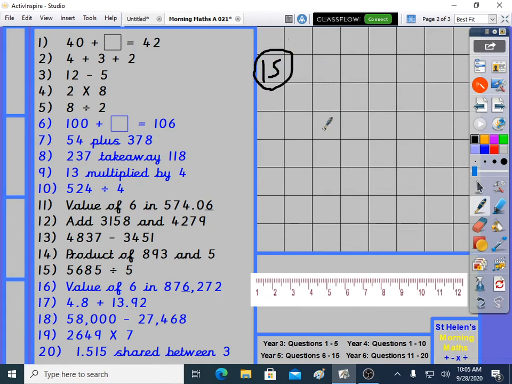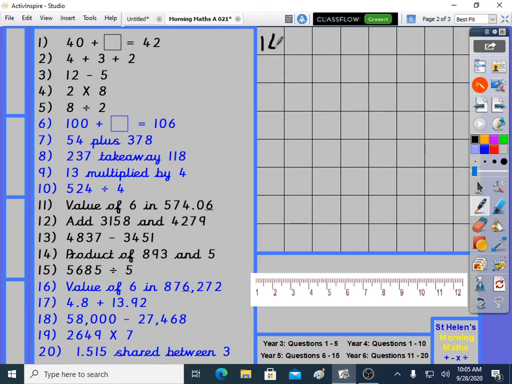Bus stop using a 4-digit number, 5,685, divided by a 1-digit number. So how many 5s in 5? Exactly 1. How many 5s in 6? It's 1 as well, but remainder 1 because that was 6, not 5. How many 5s in 18? 5, 10, 15. That is 3. We've got up to 15. 16, 17, 18. Also remainder 3. 3 that we didn't use. How many 5s in 35? 5, 10, 15, 20, 25, 30, 35. I counted on my fingers and it said 7. 1,137.